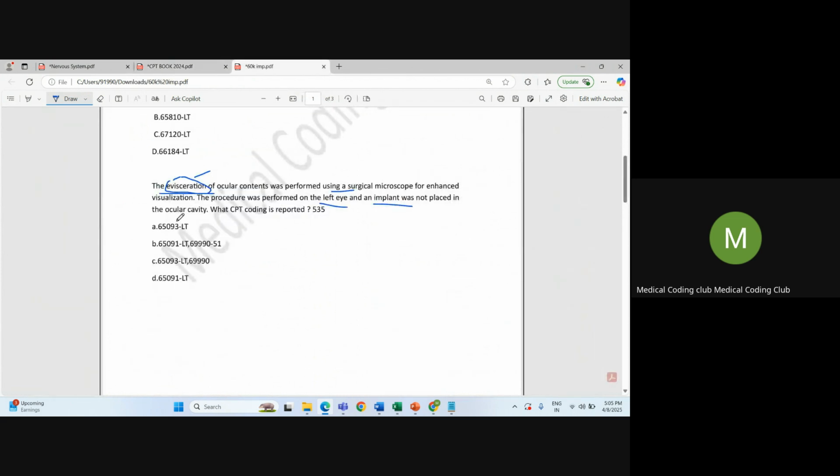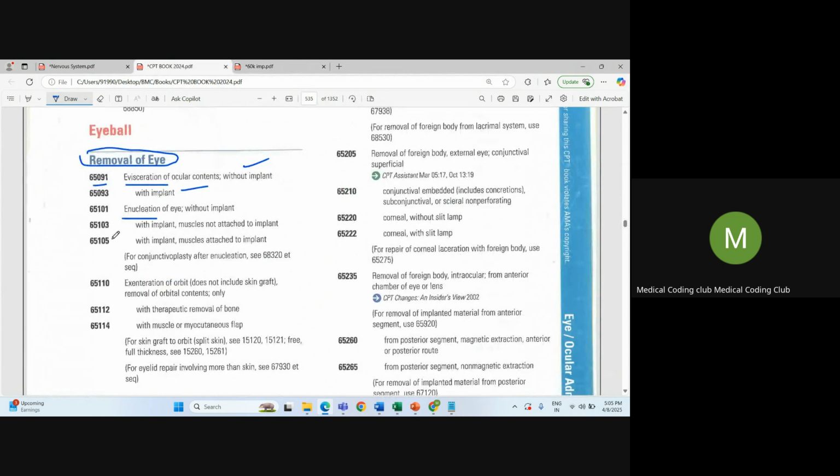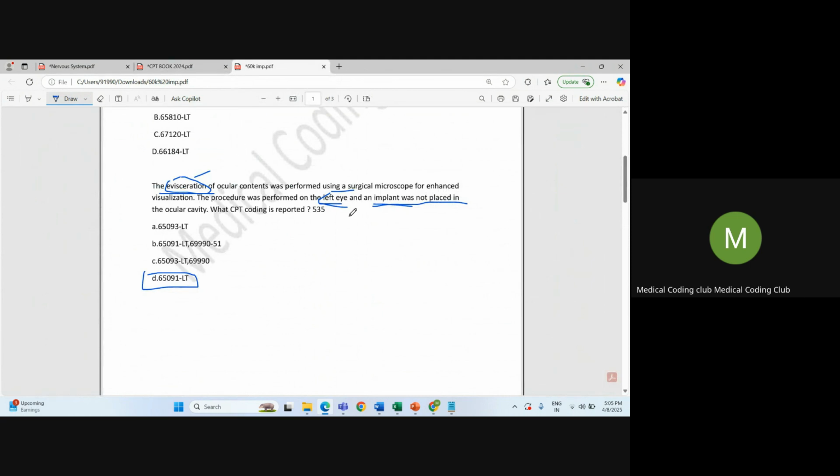So you can see evisceration and left eye and an implant was not placed. So you have to select without implant. So without implant code is 65091. 65091 says evisceration of ocular content without implant. And LT they are utilizing because the procedure is on the left eye.